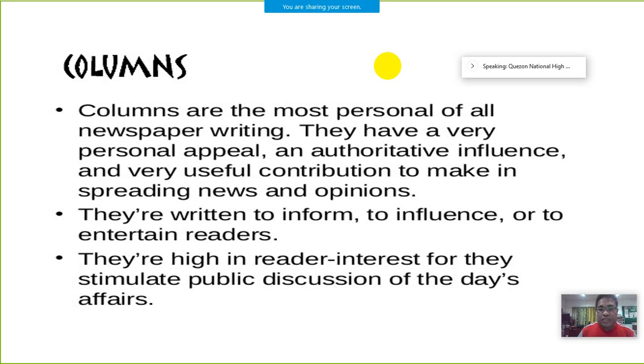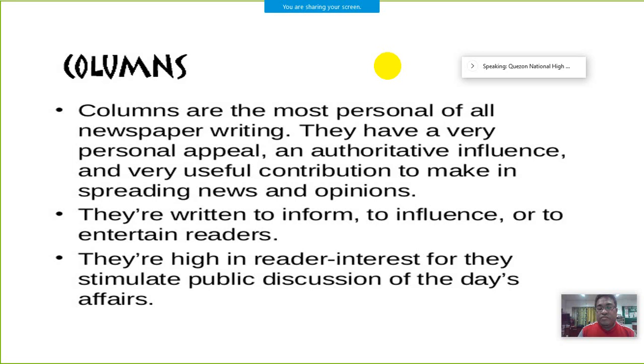Personally, I also follow some columnists, because I've become accustomed to the personal appeal they have. They have influence on me, to be honest. So columns are written to inform, because there are some columns which give instructions on how to do things and some others. It may also be written to influence.